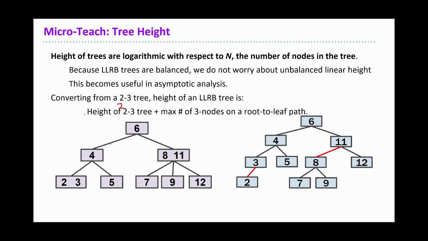So we solved this. And then we have to look at the max number of 3 nodes from a root to leaf path. So this is the root and these are the various leaves. The max number of 3 nodes I'm seeing is we have 1 on this path, 0 on this path, 1, 1, and 1. So the max number of 3 nodes is going to be 1. And so 2 plus 1 is 3. And then we can confirm by switching into an LLRB tree that, yes, that's in fact true. The height of the LLRB tree is going to be 1, 2, 3. So I hope that makes sense.